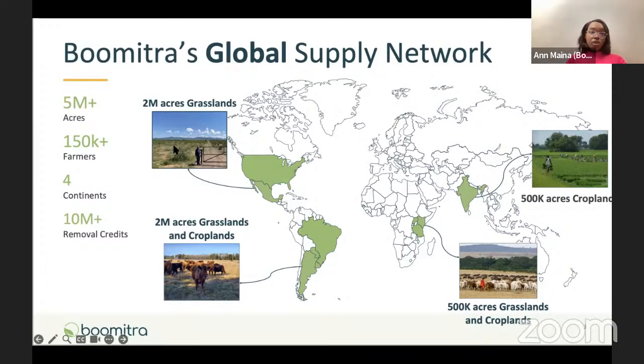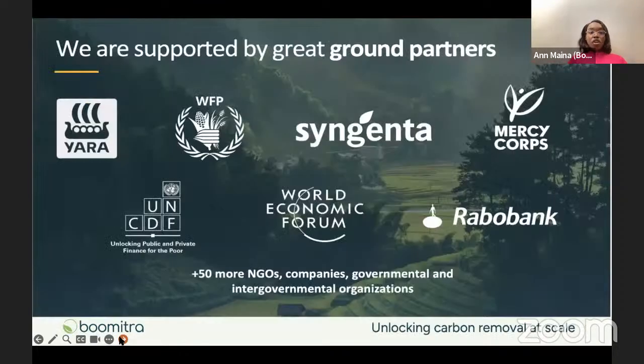In Mexico, we have a grassland project with 2 million acres of land. And in Brazil, we have two projects, a croplands and a grassland project, amounting to 1 million-plus acres of land. Then in Kenya, our project is registered in East Africa, that is Kenya, Uganda, Rwanda, and Tanzania. At the moment, we are working in Kenya and rapidly expanding to the other regions.